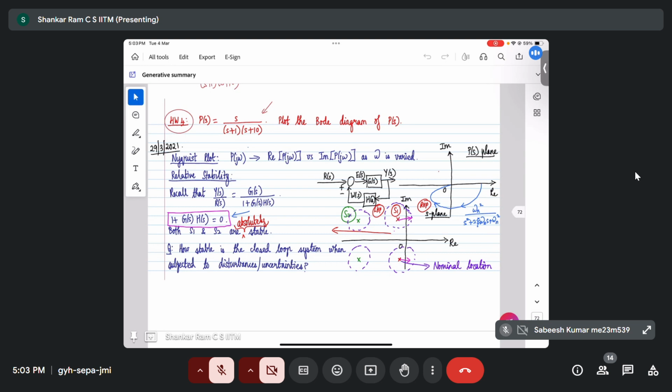Design based on the transfer function approach, what we know as classical control. And the second one is based on what is called a state space representation, which we will look at from the next class.